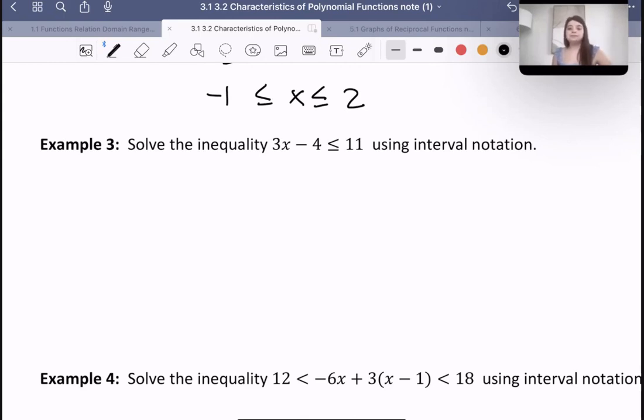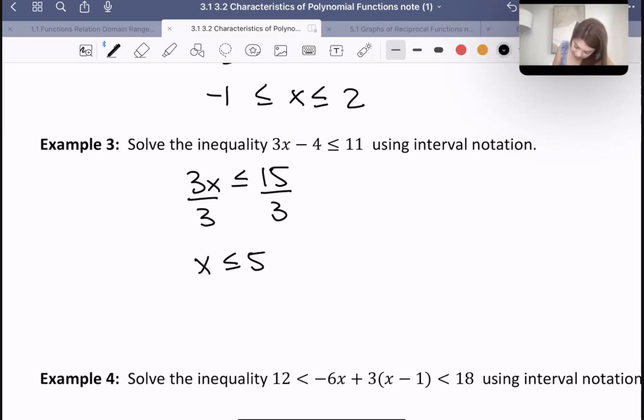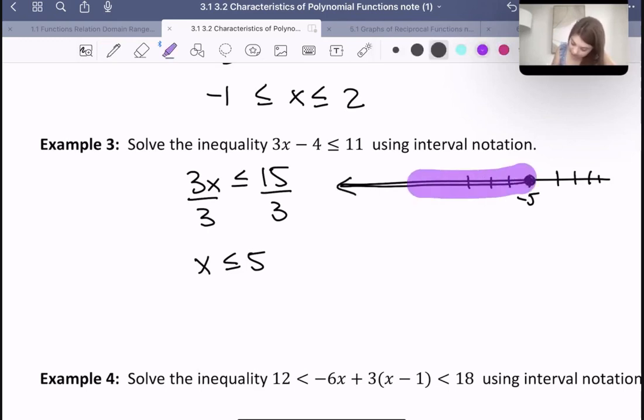Okay, so first thing I want to do is add 4 to both sides. So I'm going to end up with 3x is less than or equal to 15. Then I'm going to divide both sides by 3 and get that x is less than or equal to 5. So on our number line, that's going to look like this. We're just going to have negative 5 here, and it's going to be everything less than or equal to negative 5. So everything here on this highlighted part.